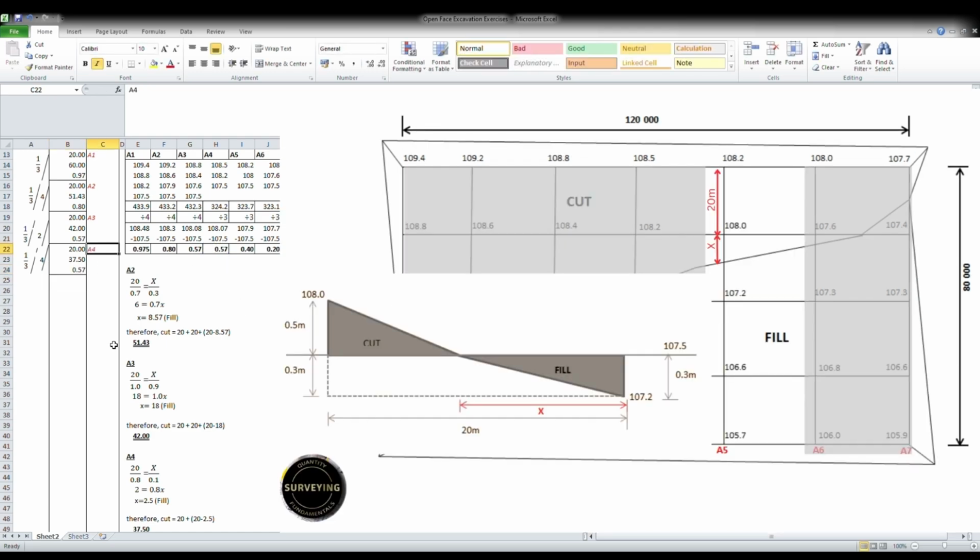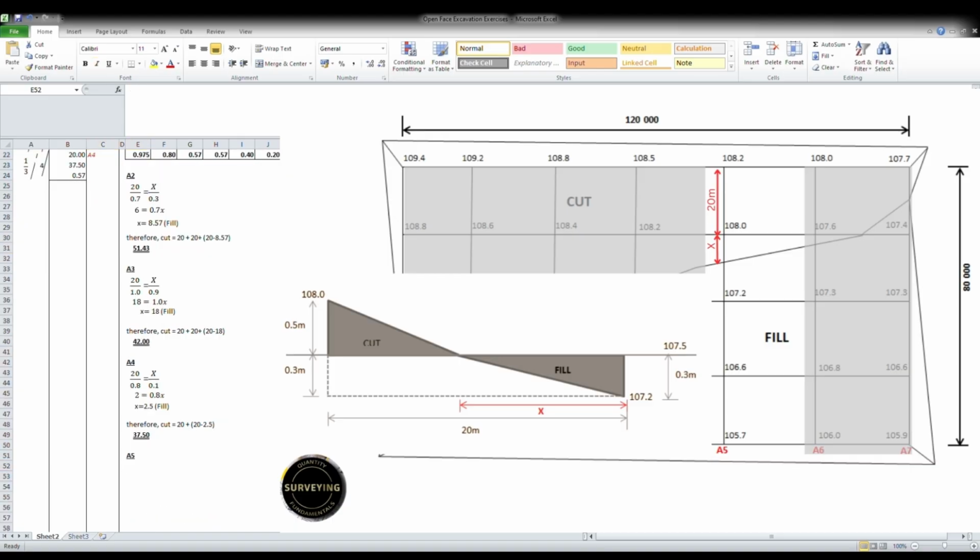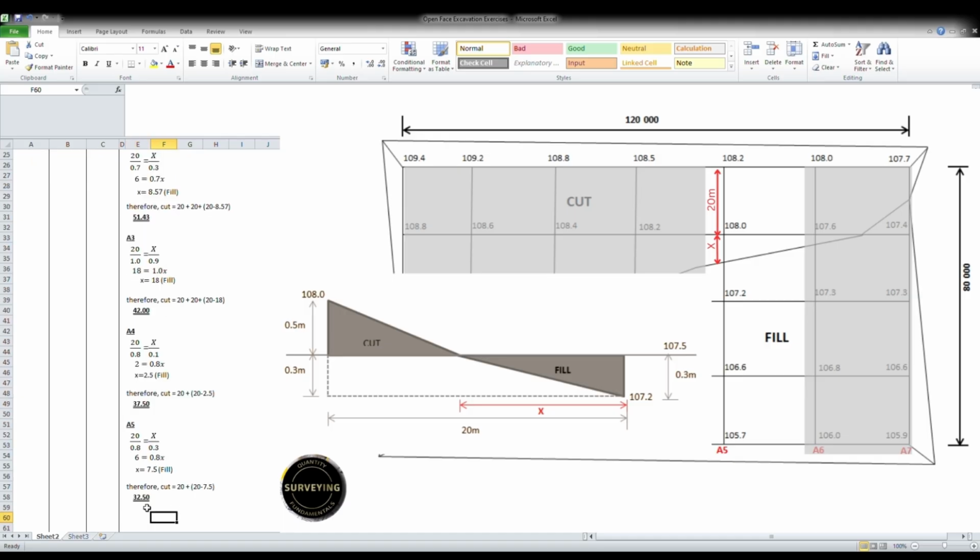Okay, now moving on to A5. So for A5, we also need to solve for x. So we're going to take 108 minus 107.5, and that gives us 0.5 meters. And then we have 107.5 minus 107.2, and that gives us 0.3 meters. So we're going to have 20 meters divided by 0.8 meters, which is equal to x over 0.3. And then when we cross multiply, we have 6 equal to 0.8x. So our x will be equal to 6 divided by 0.8, which gives us 7.5 for the fill. And then for the cut, we will have 32.50.